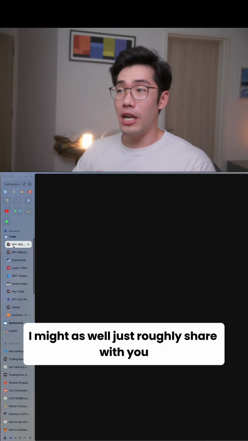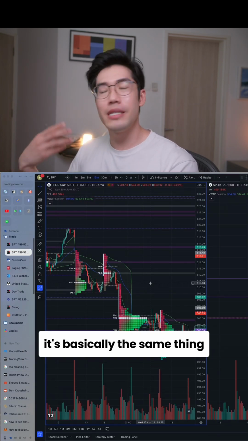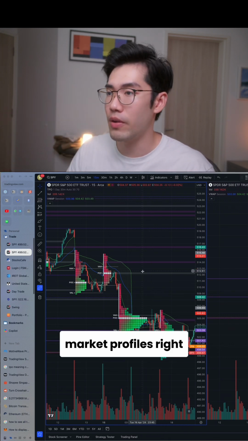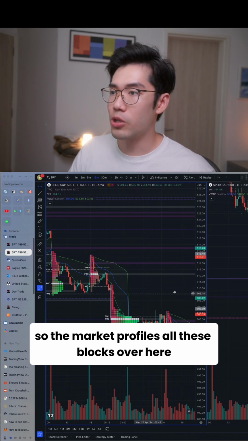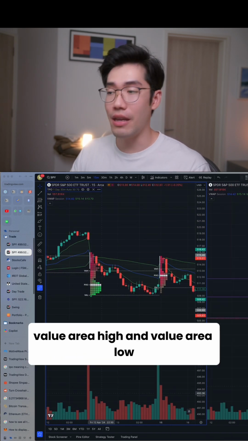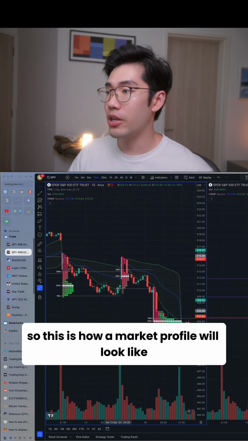And since we're here, I might as well just roughly share with you. If you're familiar with support and resistance, it's basically the same thing, but you have support and resistance based on market profiles, right? So the market profiles are all these blocks over here. For today, I'm just going to cover point of control, value area high, and value area low. So let's start off with value area high. This is how a market profile would look.